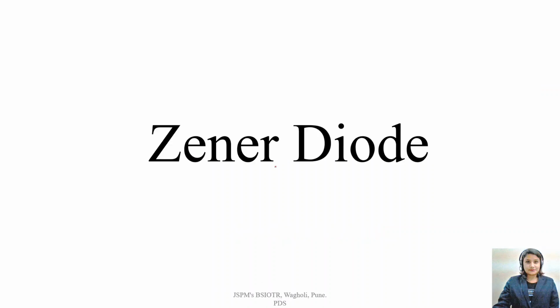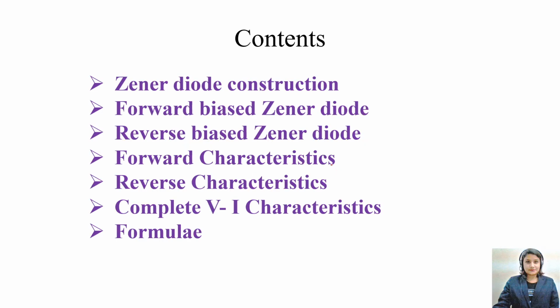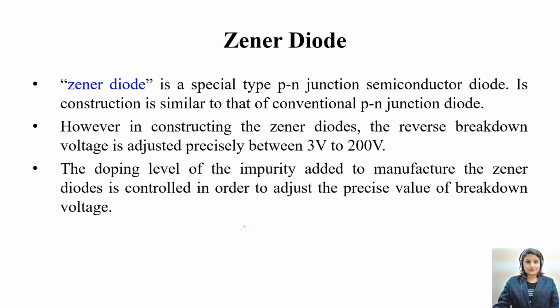In this video, we are going to study about Zener diode. These are the contents. We have to study the Zener diode construction, its type of biasing, the related characteristics, forward characteristics and the reverse characteristics, and the complete VI characteristics, and yes, the list of formulas which is very important for your online exams.